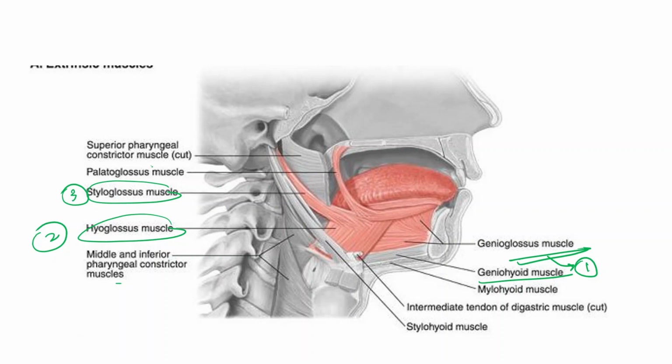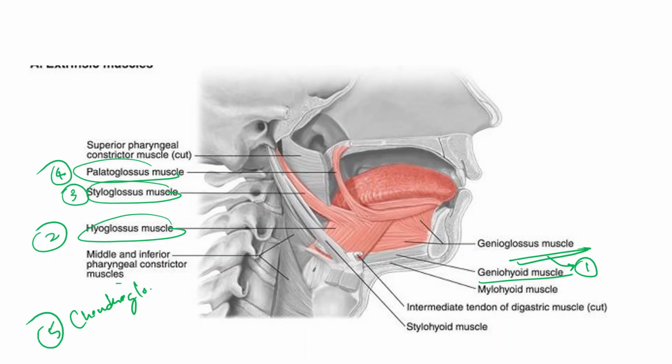The palatoglossus takes its origin from the palatine aponeurosis of the soft palate, and the fifth muscle, which is not seen here, is the chondroglossus, which is part of the hyoglossus itself. So this is about the extrinsic muscles.